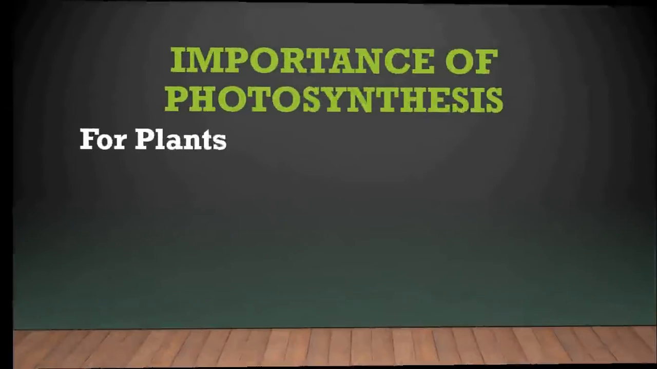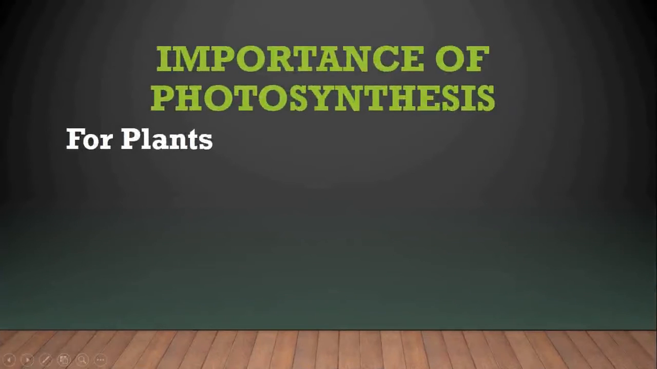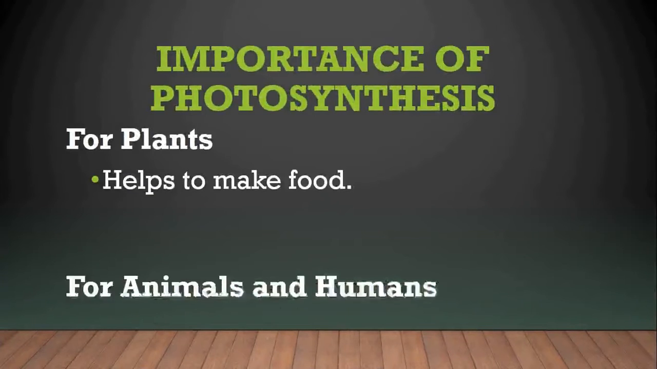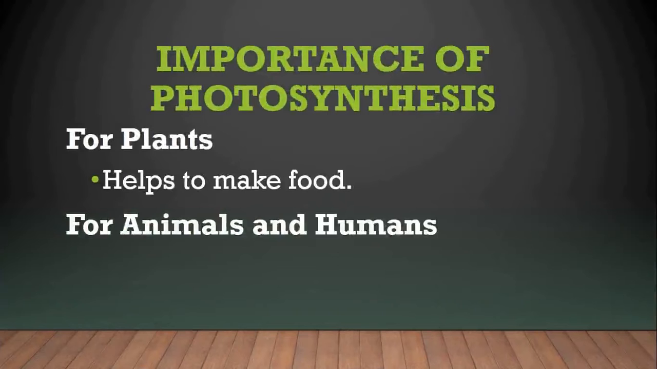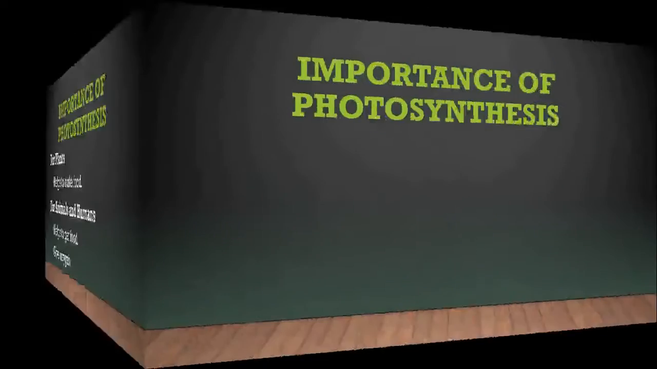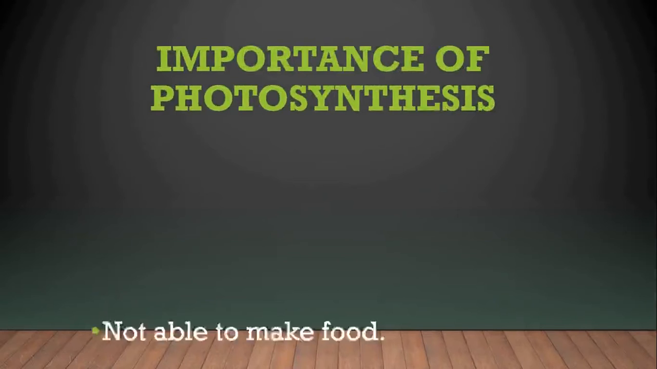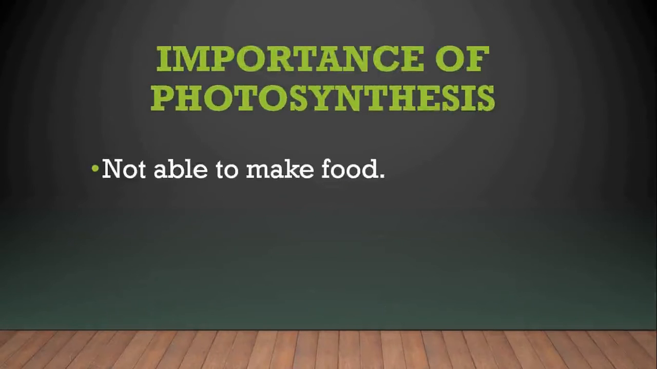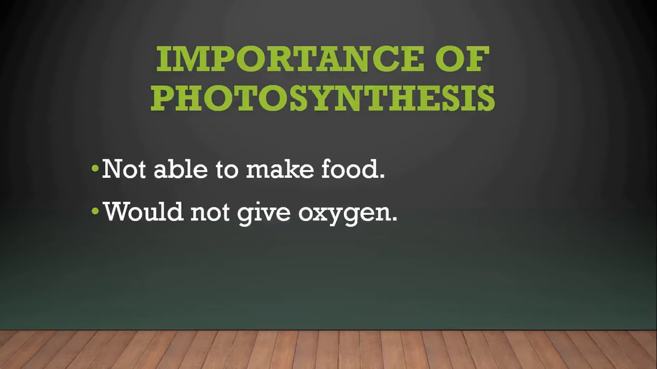Next, importance of photosynthesis. Photosynthesis helps plants to make their food. Animals and humans depend on plants for food. Plants also give out oxygen during photosynthesis. Animals and humans breathe in this oxygen to live. If plants stop photosynthesis, they will not be able to make food for themselves and will finally die. We will not get oxygen to breathe.